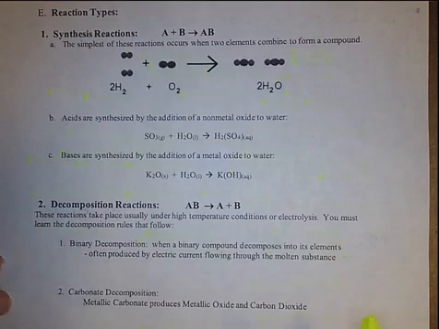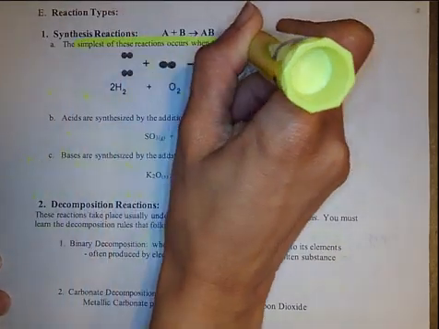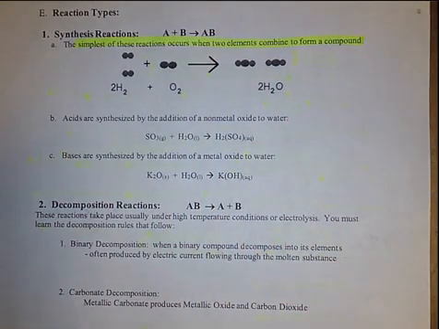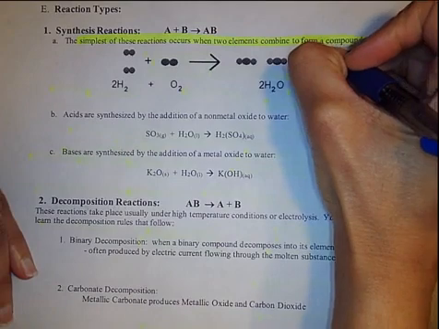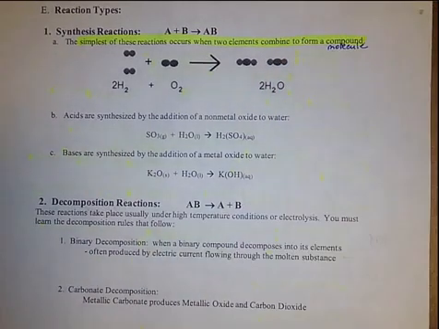So for a synthesis reaction, the simplest of these reactions occurs when two elements combine to form a compound. That can certainly happen also, not only with a compound, but with a molecule also. So it's compound and molecule. This depends on the type of bond it is. Okay, so you've got an example here.